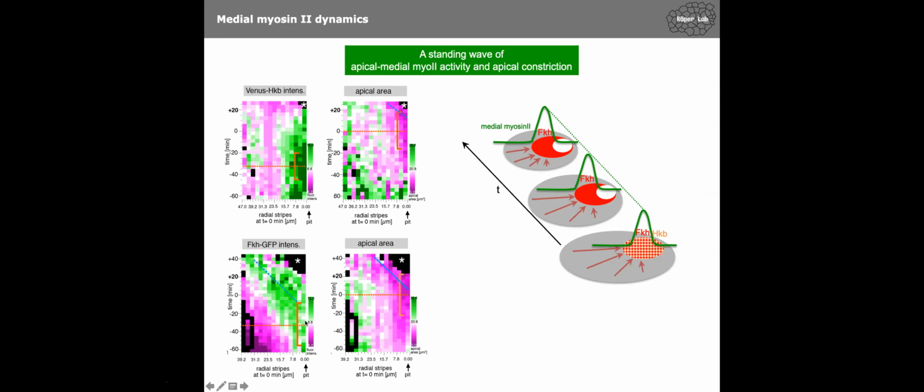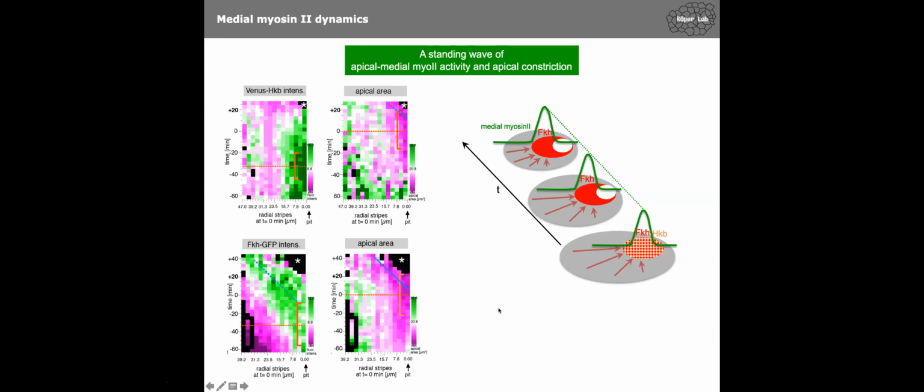Fork head being very strongly expressed at the position of the pit, and then this highest intensity again for Fork head tracks at a fixed distance to the forming pit in the continuous invagination. And here again, this is with a half-hour delay to the strongest apical area change.